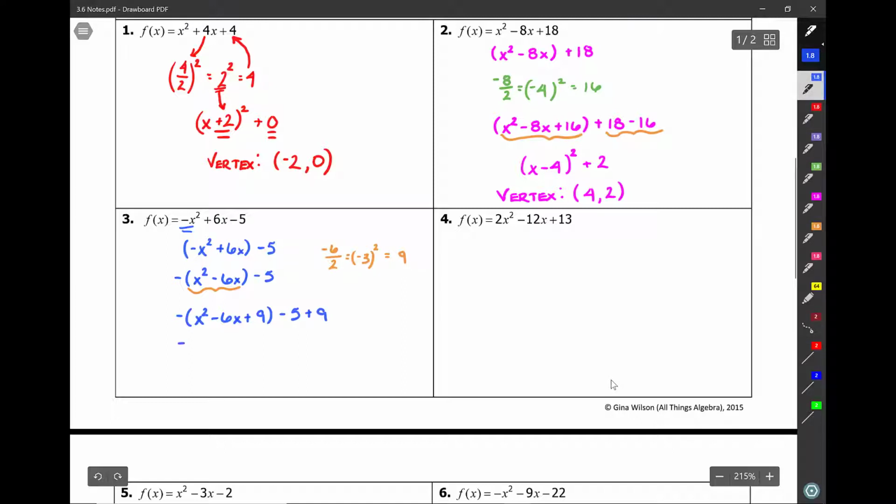And what we get is (x minus 3) quantity squared, -5 plus 9 is +4. So we have vertex form. Our vertex for this particular quadratic is (3, 4). And you can go back and verify that graphically if you would like. I won't do it on this example. I'm going to jump on to example 4.